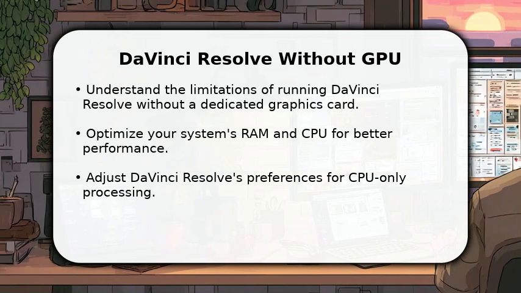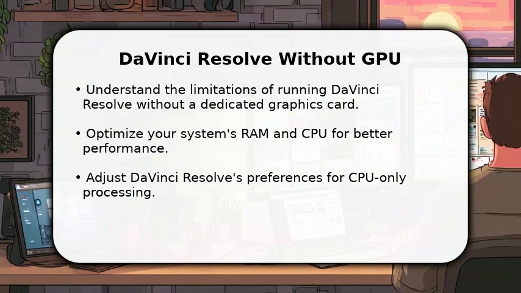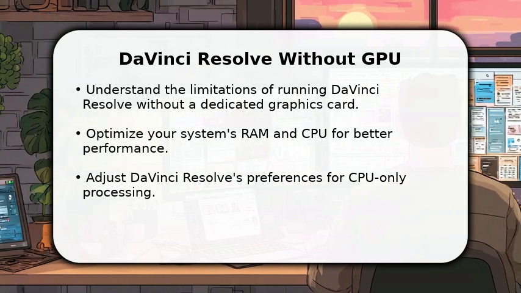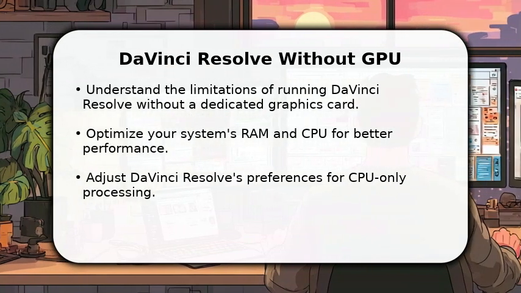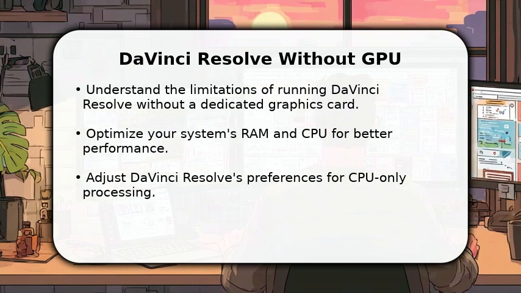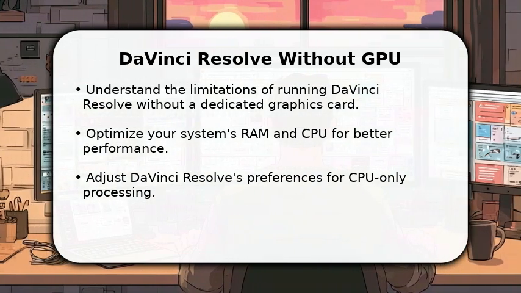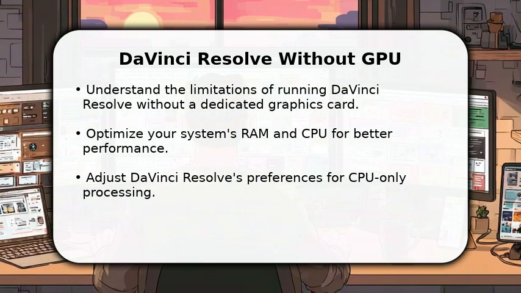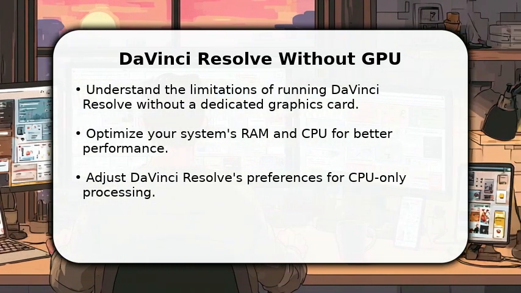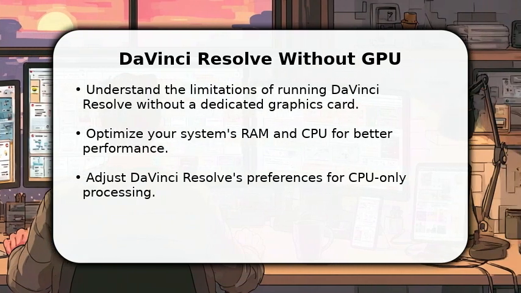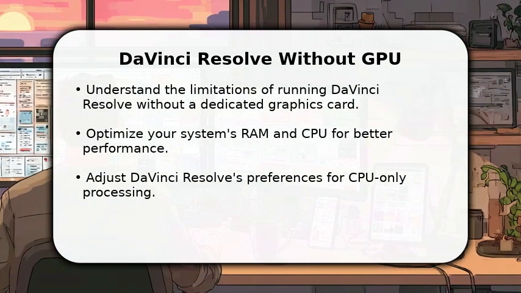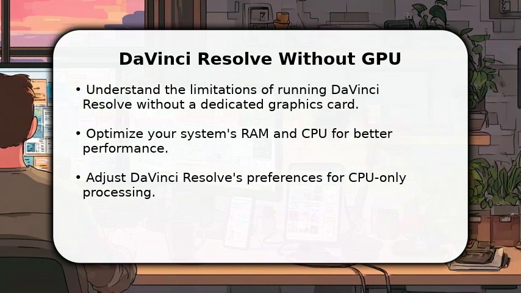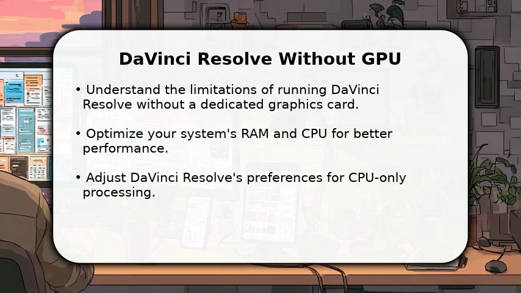In this video, I will explain how to use DaVinci Resolve without a GPU. First, understand that performance will be limited. Ensure your system has at least 16 gigabytes of RAM and a strong CPU. Navigate to DaVinci Resolve's preferences, then to System and Memory and GPU. Disable the GPU processing option, forcing the software to rely solely on your CPU. This initial setup is crucial for managing expectations and optimizing your available resources.